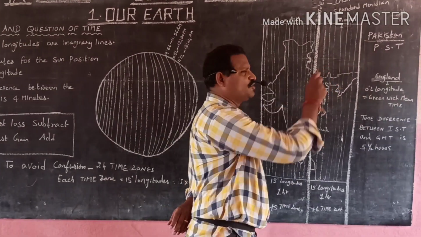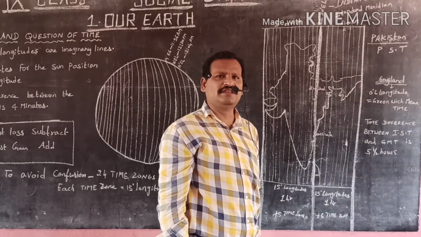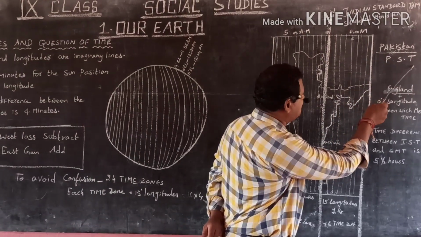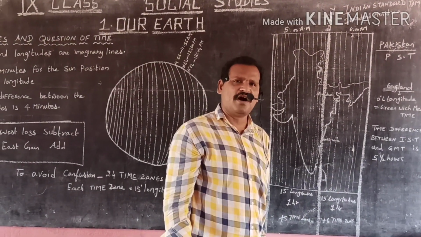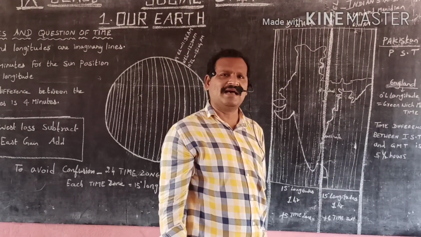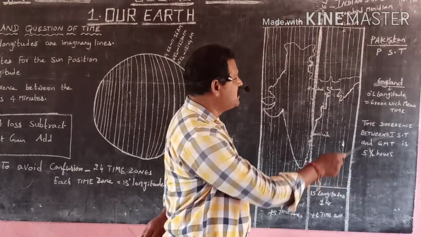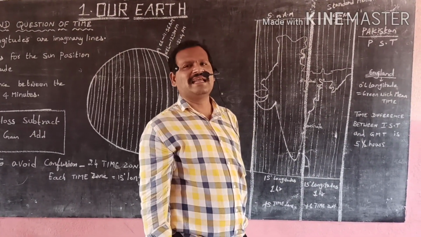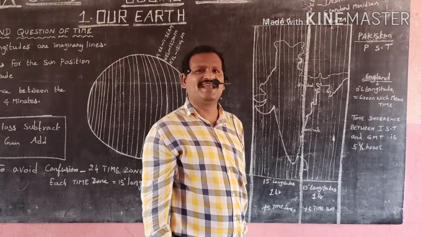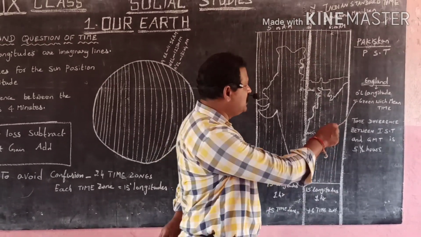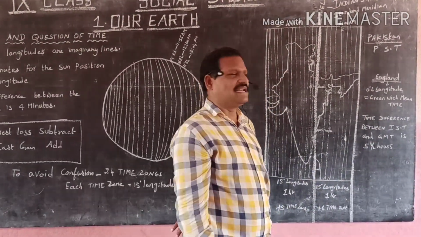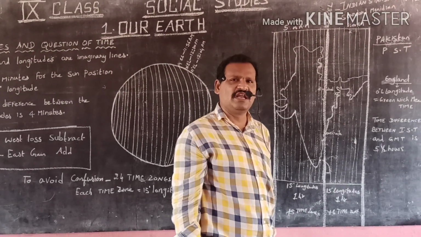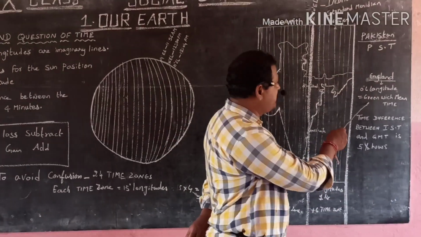Similarly, Pakistan also follows the time from the longitude that passes through the center of the country, and the time is called Pakistan Standard Time. England also follows the time from the longitude that passes through the center of the country, which is called Greenwich Mean Time. Why is it called Greenwich Mean Time? Because England follows the time from 0 degree longitude, and the other name for 0 degree longitude is Greenwich longitude. As they follow the time from Greenwich longitude, the time is called Greenwich Mean Time.